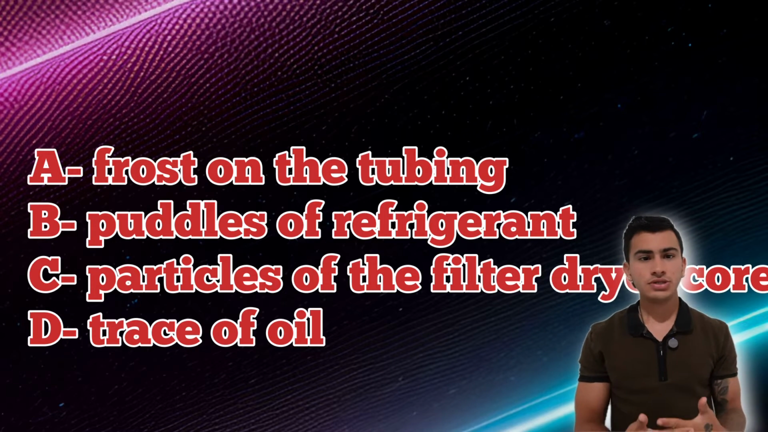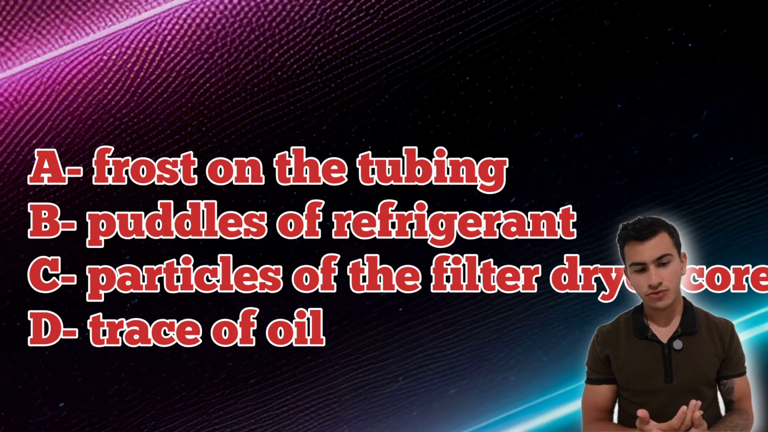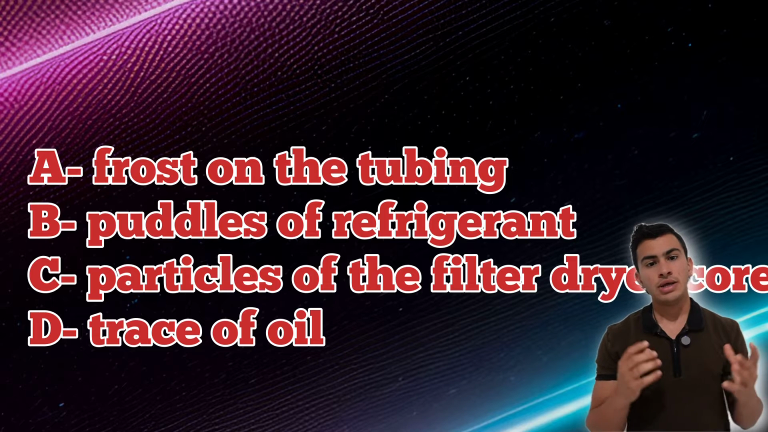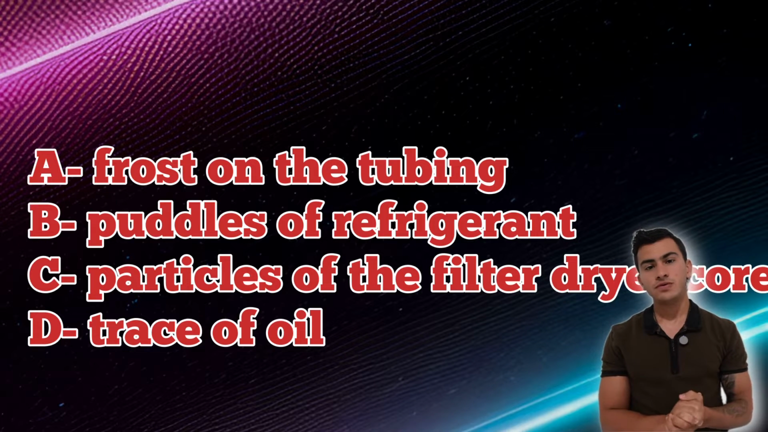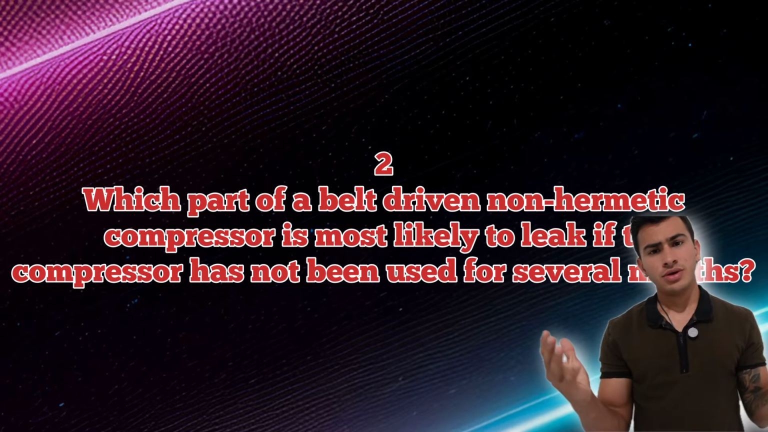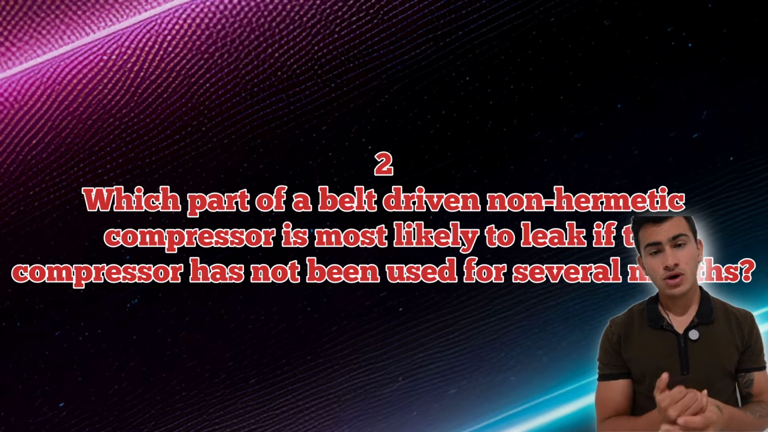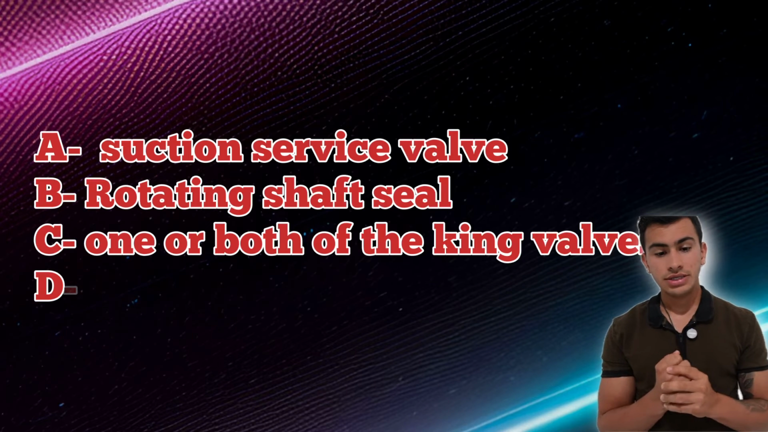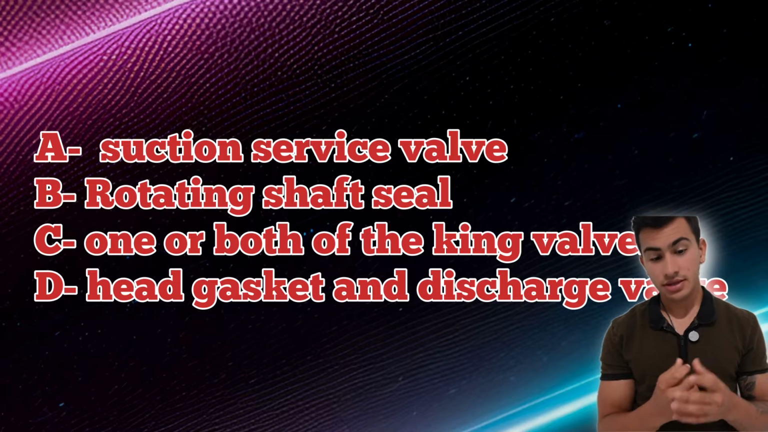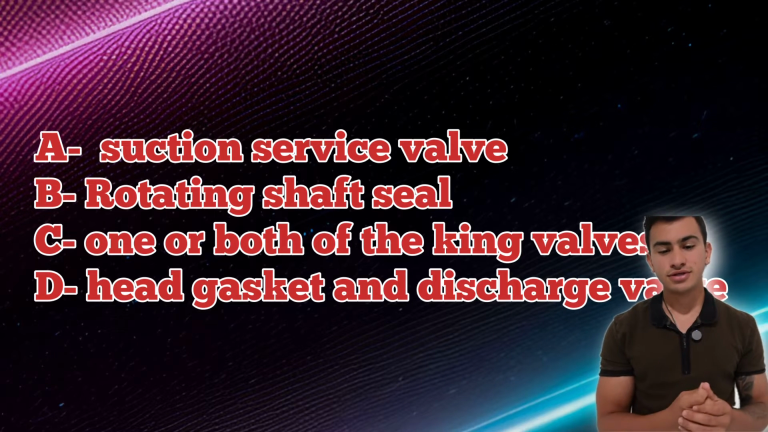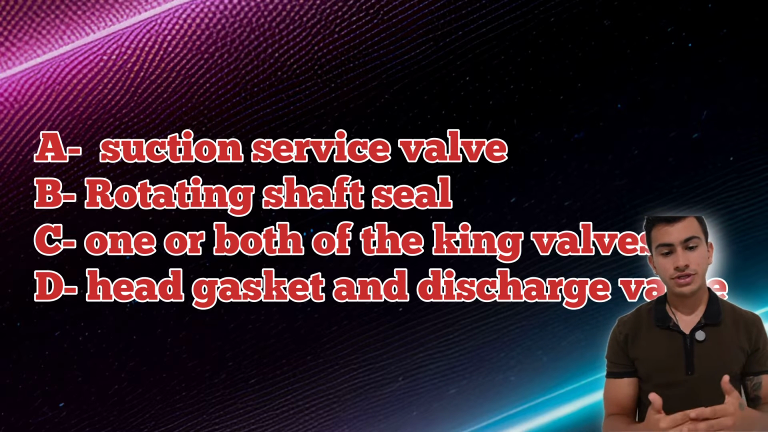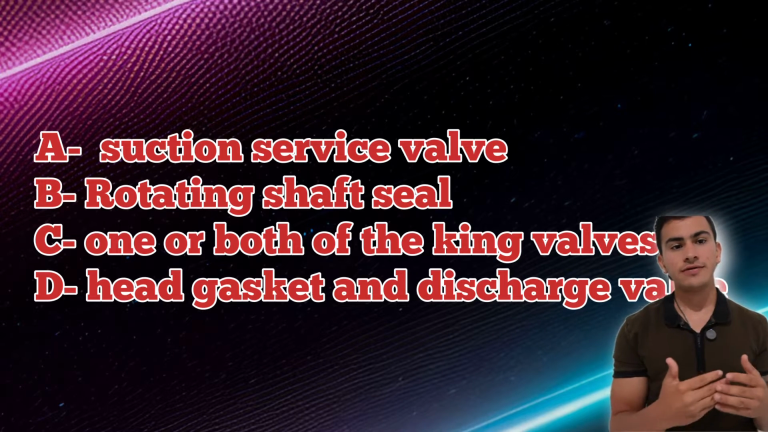Puddles of refrigerant, you're never gonna have puddles of refrigerant. Particles of the filter dryer core. No, what you're gonna be looking for is trace of oil. The suction service valve, no. One or both of the gang valves, no. And head gaskets and discharge valve, no. The answer for this one will be the rotating shaft seal.